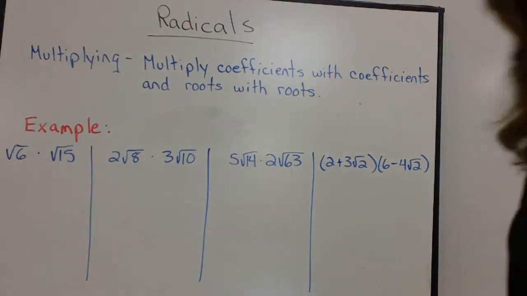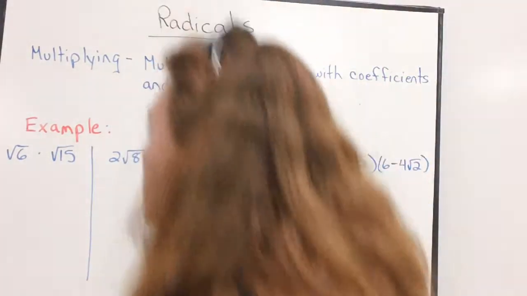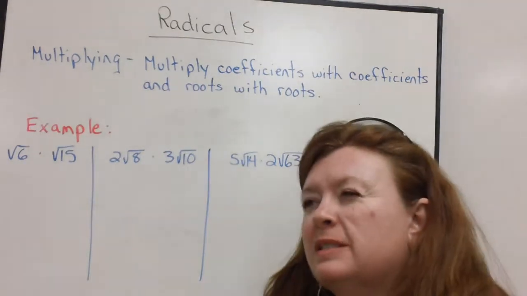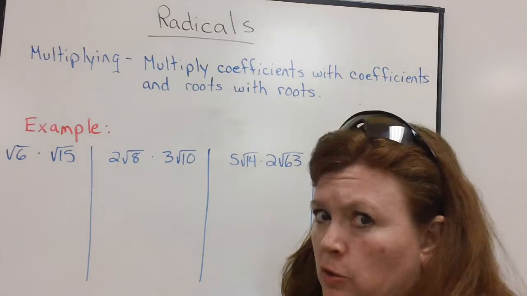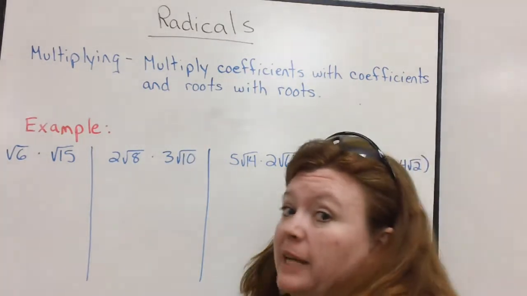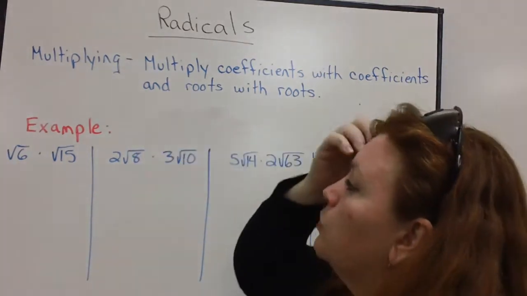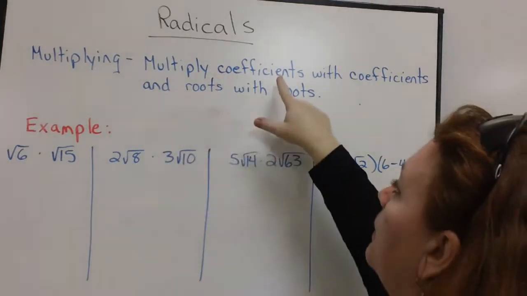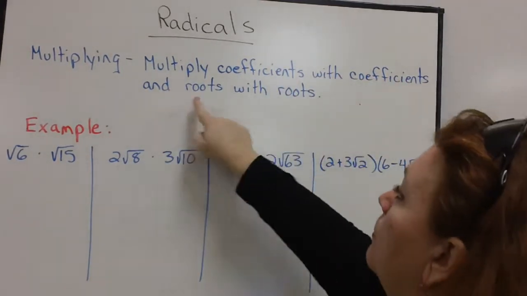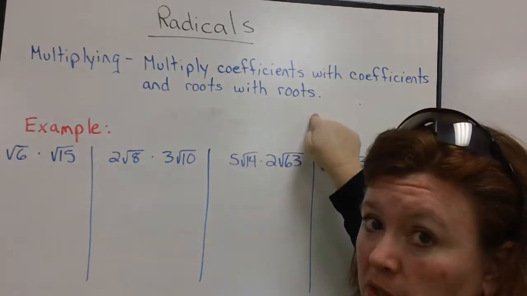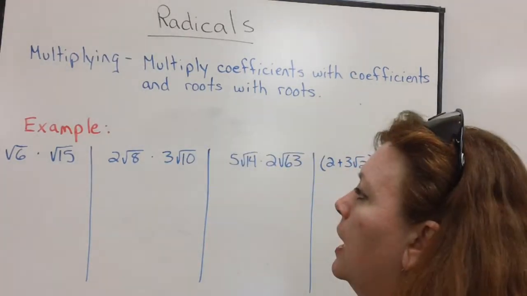Okay, this is radicals part 2. We're going to talk about multiplying radicals, dividing radicals, and simplifying radicals that are not square roots. But let's start with multiplying. Multiplying, the rule is multiply the coefficients with coefficients and multiply roots with roots. Let me show you what I mean.